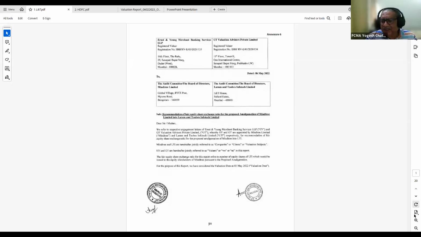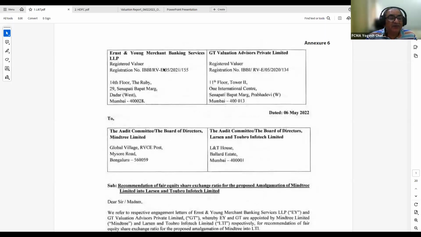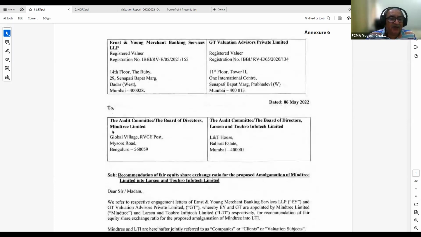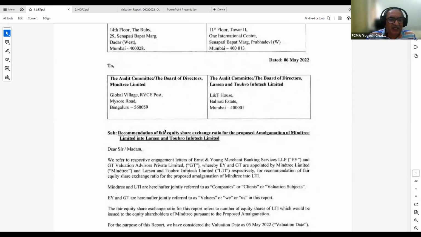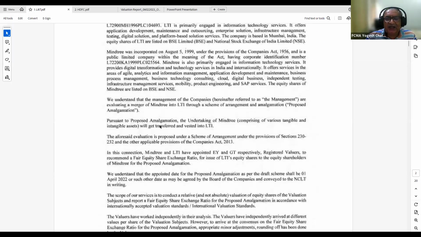So this particular valuation report is prepared by EY. EY, as you all are aware, is one of the four big consulting firms, a global consulting firm, and GT Valuation. And this valuation was at the time of the merger of L&T Infotech Limited and Mindtree Limited. So how they have arrived at the valuation.